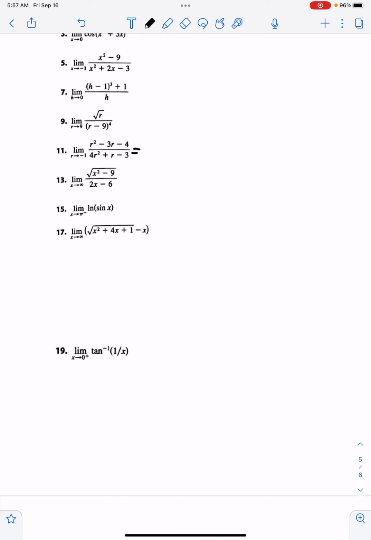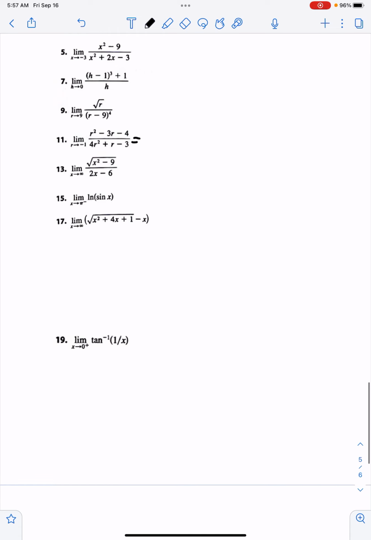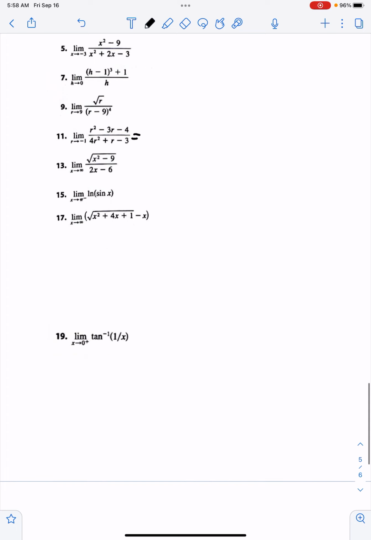Okay, number 11. Let's start with substituting first. So negative 1 squared is positive 1. Negative 1 times negative 3 is positive 3. And then minus 4, we have 0 in the numerator.